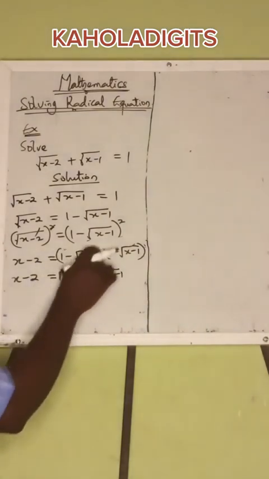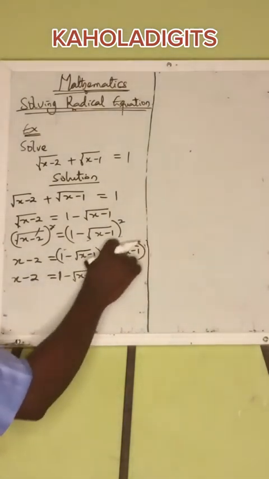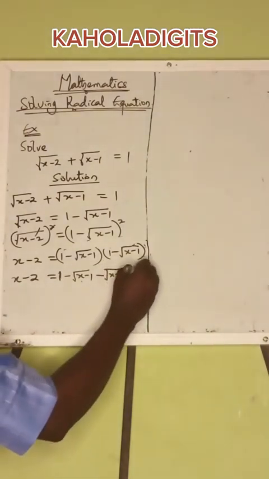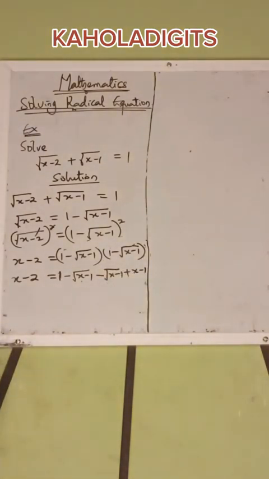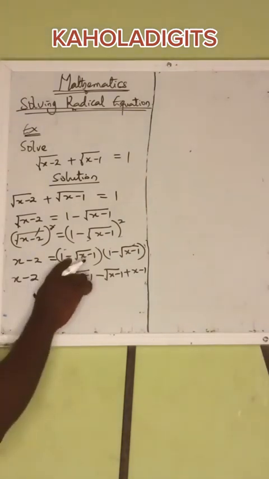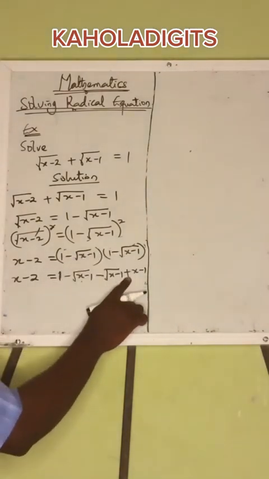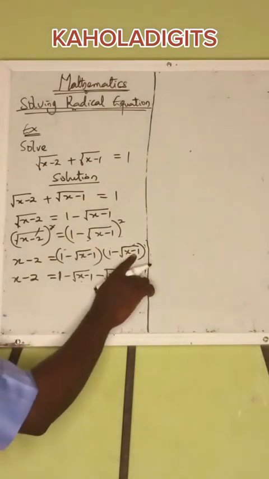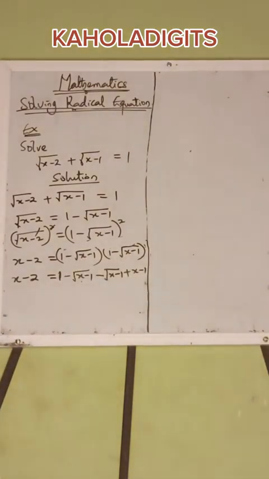Then minus root of x minus 1 multiplied by minus root of x minus 1. That will give us plus x minus 1. Why is this plus x minus 1? Minus times minus will give us plus. And root of x minus 1 multiplied by root of x minus 1 must give us x minus 1.